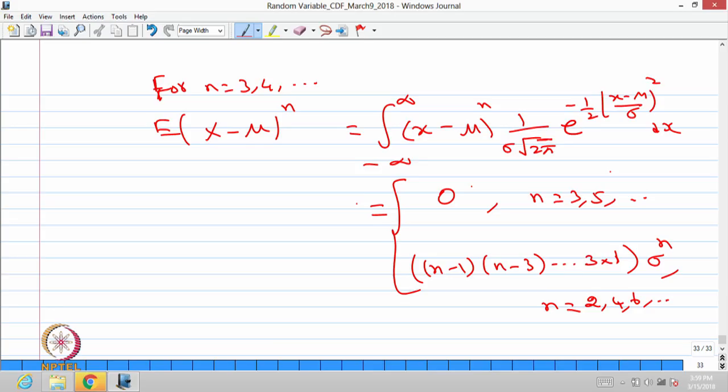So for this continuous type random variable, which is nothing but the normal distribution with mean mu and variance sigma square, we are finding the nth order moment about the mean. For all the odd powers, it is going to be 0. For the even, you get the expression (n minus 1) into (n minus 3) and so on, 3 into 1, times sigma power n, when n takes even positive integer values.